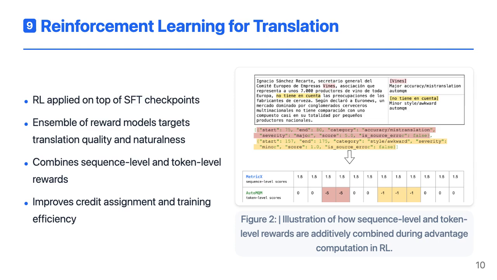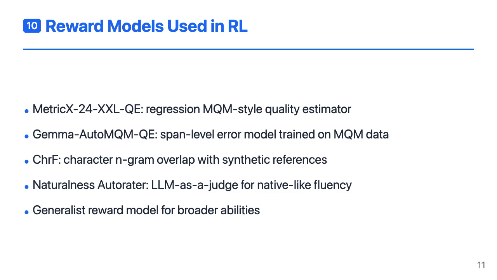The model can learn which specific spans of text caused a penalty or a reward, rather than only seeing a single score for the whole sentence. The reward ensemble is quite rich. MetricX 24 XXL QE is a learned regression metric that predicts MQM-style quality scores without needing a reference translation. Gemma AutoMQM-QE is a span-level error model, fine-tuned from Gemma 3 on human MQM annotations, which can highlight specific error spans. ChrF is a simpler character n-gram overlap metric that uses synthetic references.